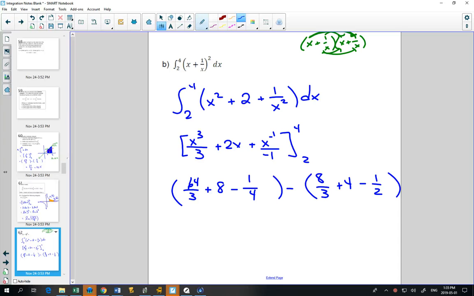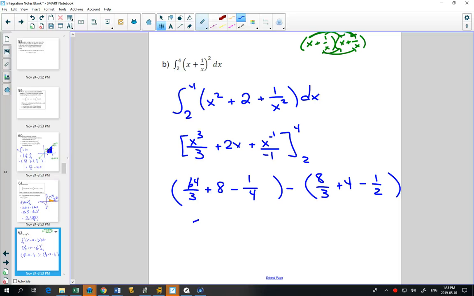Yes? Why is it an 8 right here? Why is it an 8 in the middle? Because I plugged in the 4. So the first time you plug in the 4 for all of the x's, and the second time when you're subtracting you plug in the 2 for all of the x's.